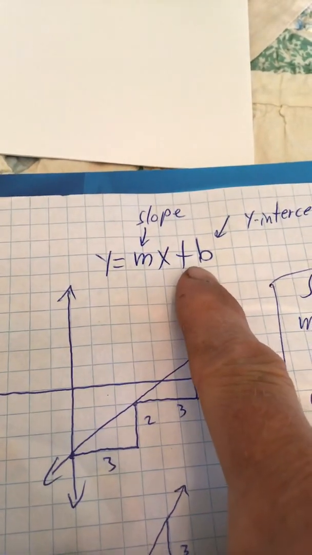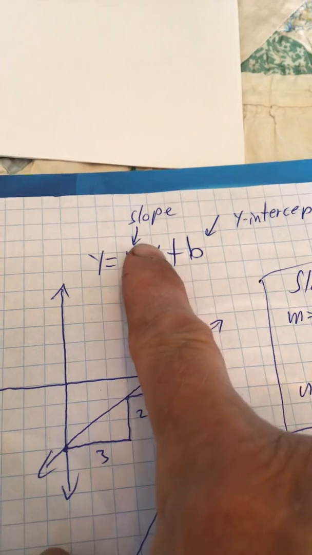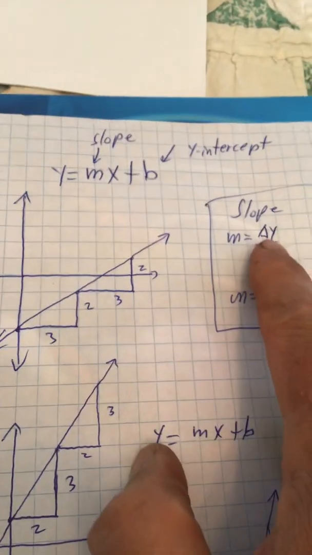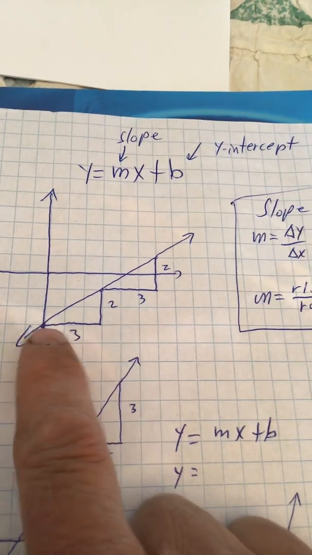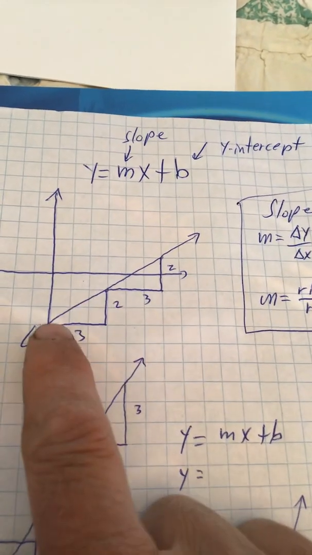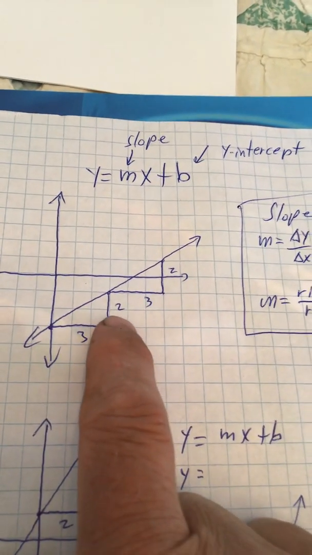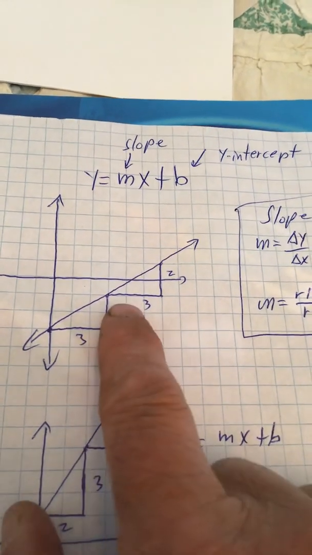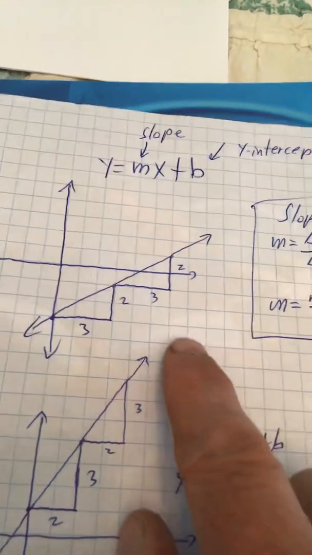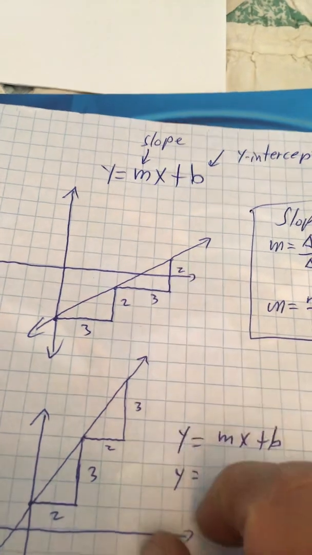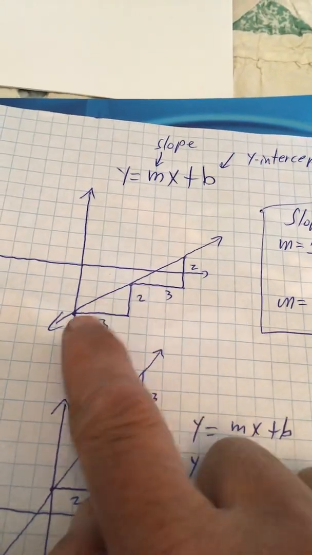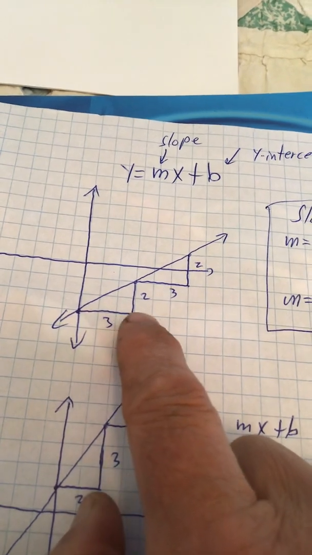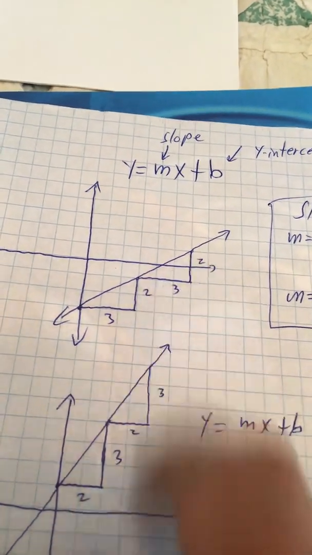Now b is going to be your y-intercept. Slope is the tilt of the line. Now slope is delta y over delta x. Here's my delta x. It went over 3 and up 2. My x is going up by 3. My y is going up by 2. And if I put the 2 over 3, it's going over 3, up 2. Or you can think of it as here's your run and here's your rise. I'm going over 3 and up 2. Over 3 and up 2.